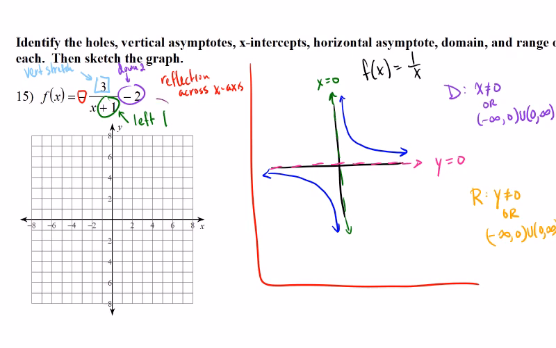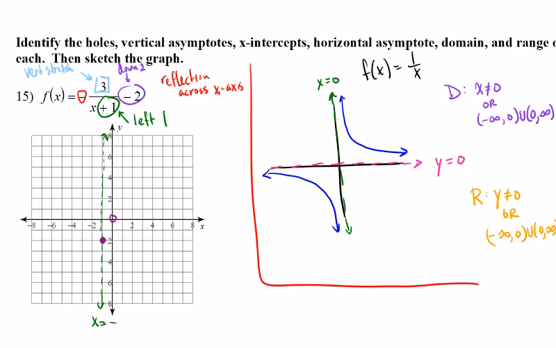So I'm going to go left 1 and down 2. I'm going to start here and go left 1 and down 2, so I'll end up right here, okay? And then I'm going to put in these asymptotes. So I'm going to put in the vertical asymptote, okay? And now verticals are x equals a number, right?